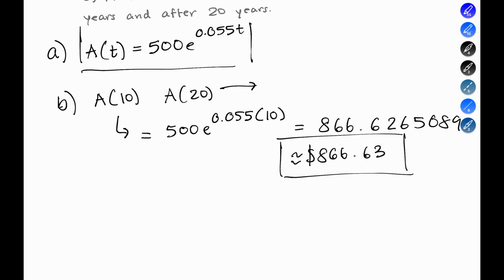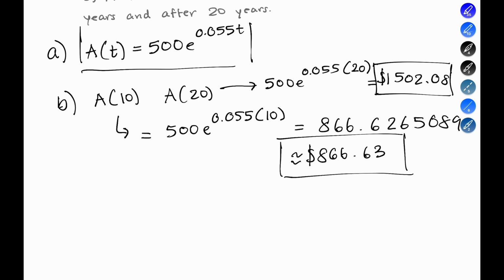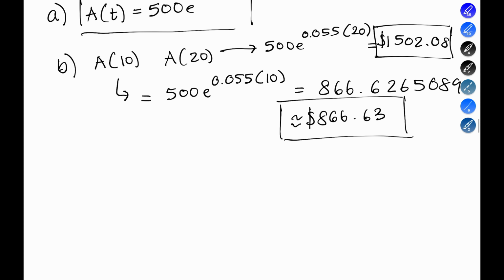After 20 years, it's going to be 500 E to the power of 0.055 times 20 now. So that is going to be equal to, putting on the calculator, $1,502.08. So that is our answer for A of 20. And we now completed this problem.